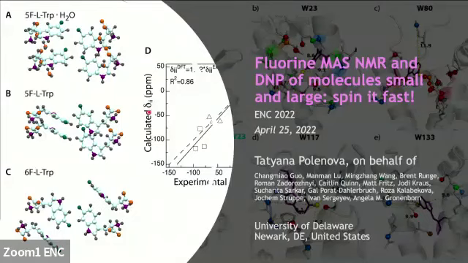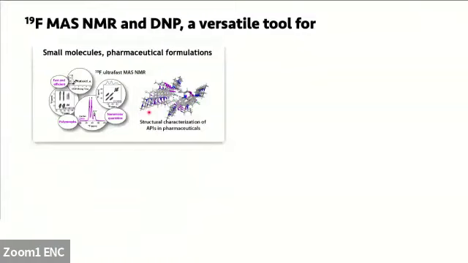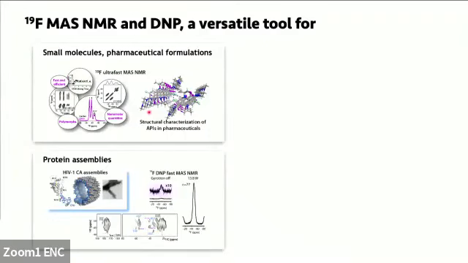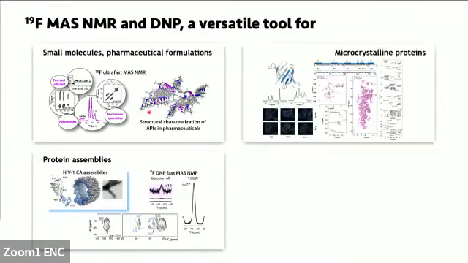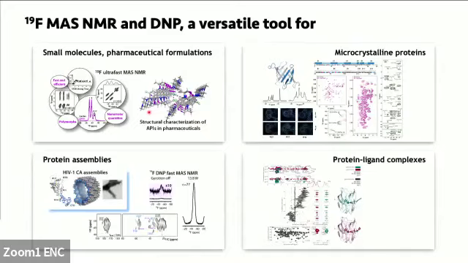is tell you about our more recent work on the development of a toolbox for fluorine magic angle spinning and dynamic nuclear polarization. And I'll talk about quite a few types of systems, starting with small molecules and pharmaceutical formulations, going to protein assemblies, microcrystalline proteins, and if I have time, also protein-ligand complexes.